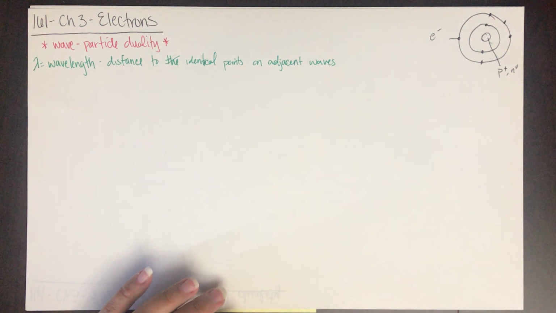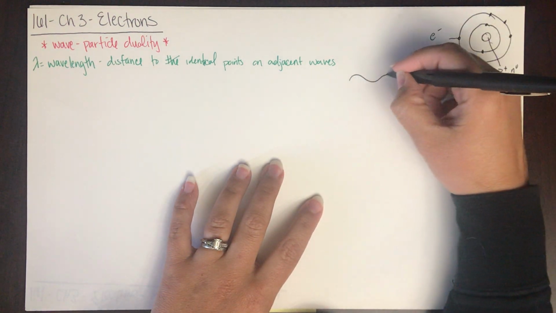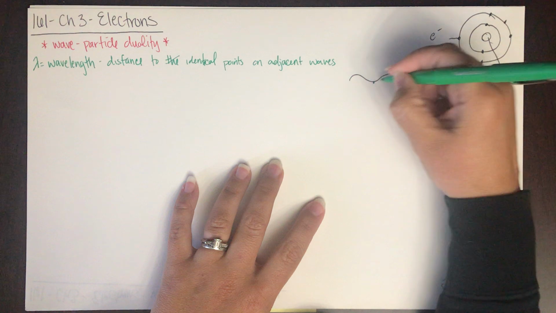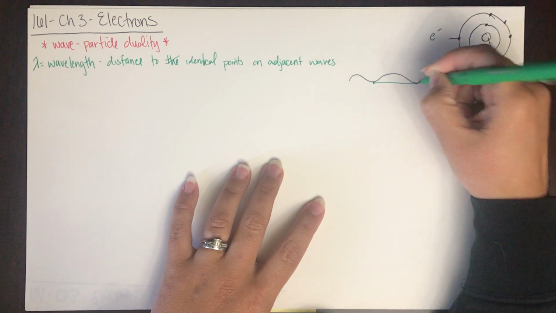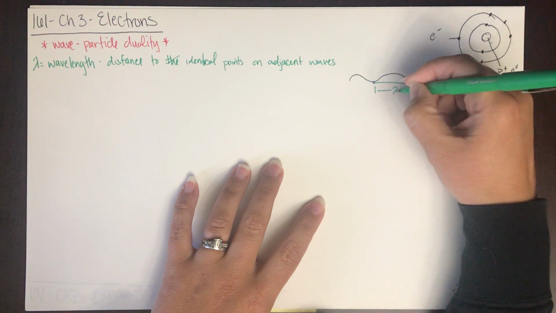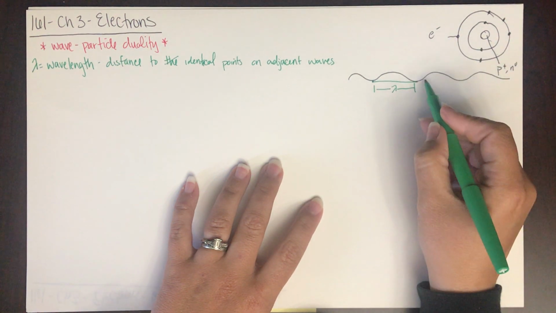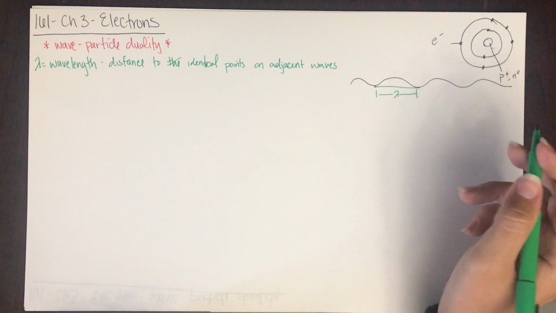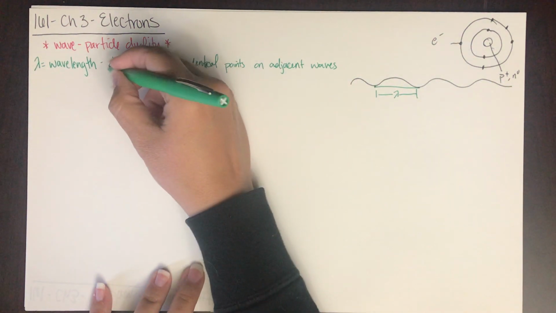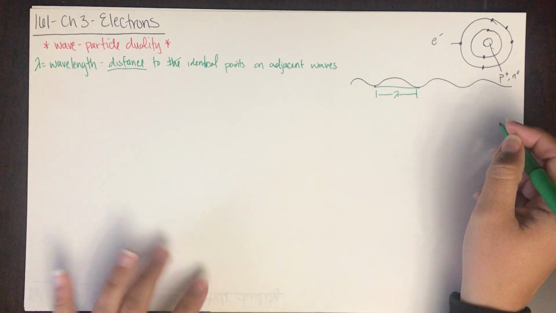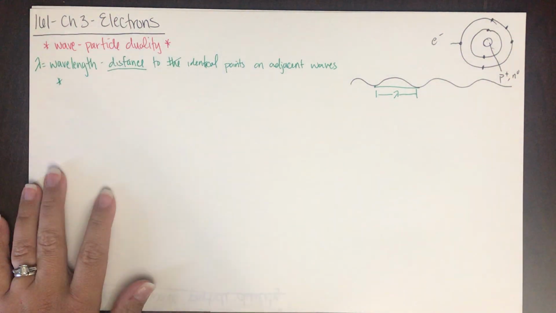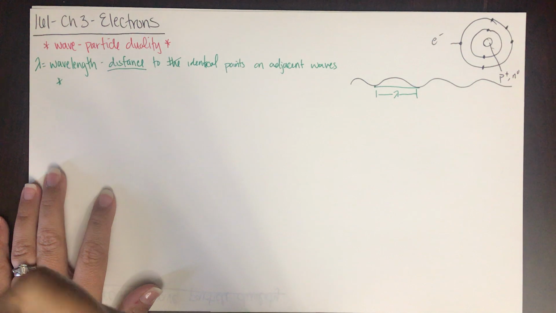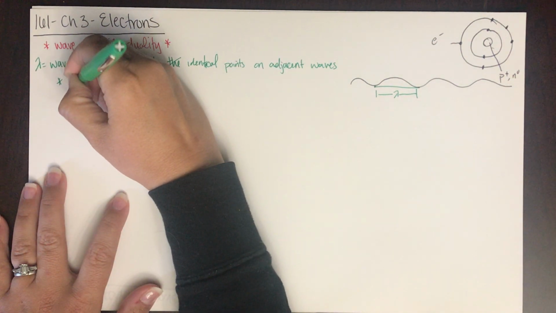So what does that mean? If here was my wave, a wavelength would be, if we were looking at the bottom of the wave, this distance here. Or you could do it from any two identical parts on adjacent waves. Wavelength is a distance, so we're going to need some unit of distance. The unit we typically use for wavelength, because it makes sense with all of the other scales we're going to be talking about, is nanometers.